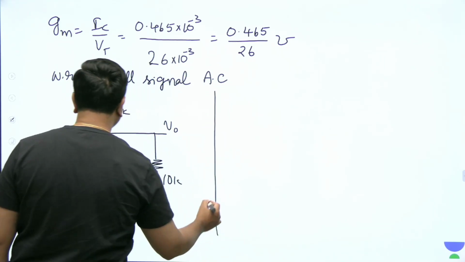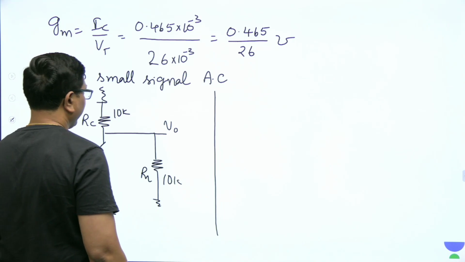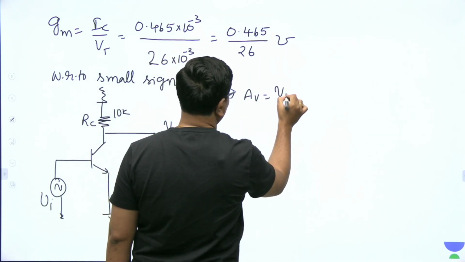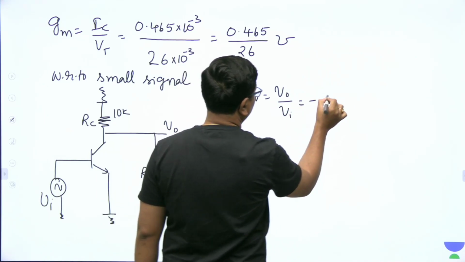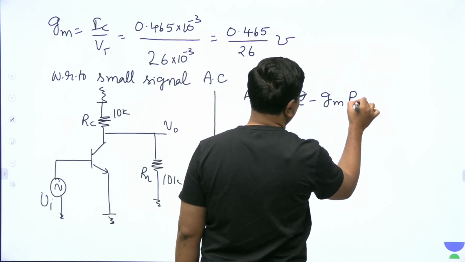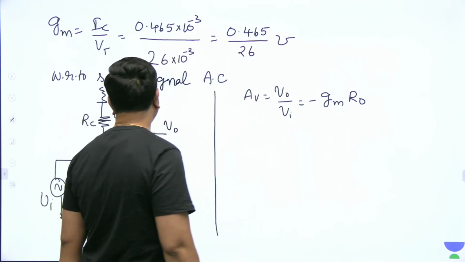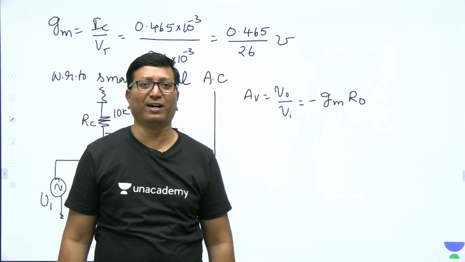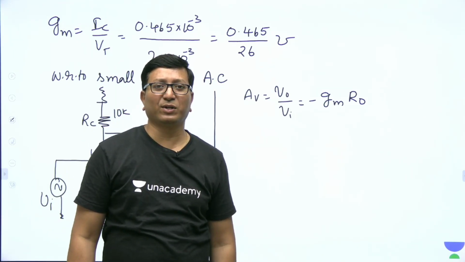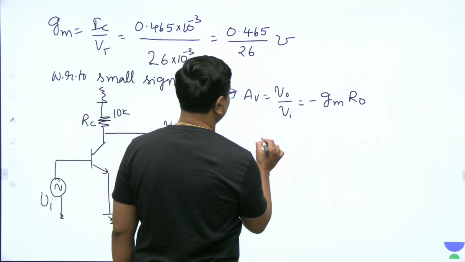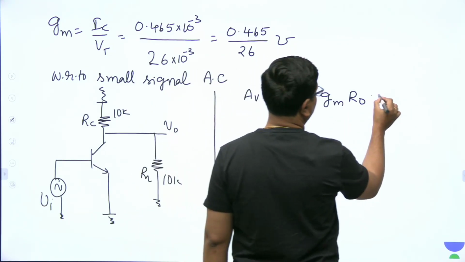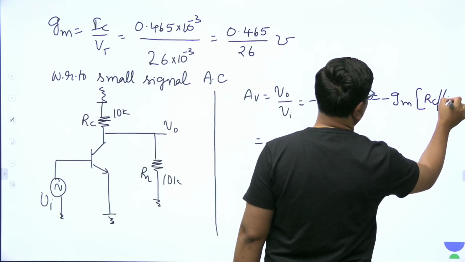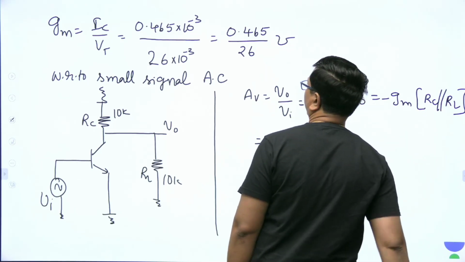So, if you take the gain of this circuit, what is the gain? Gain AV is equal to V output by VI. It is equal to minus GM into capital RO, where capital RO is RC parallel with RL. Anyway, small RO is given as very large. So capital RO is equal to RC parallel with RL. So I can write minus GM into RC parallel with RL.